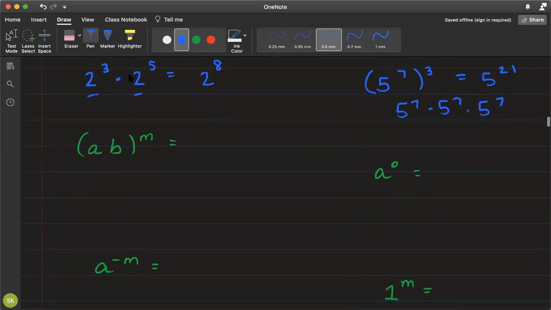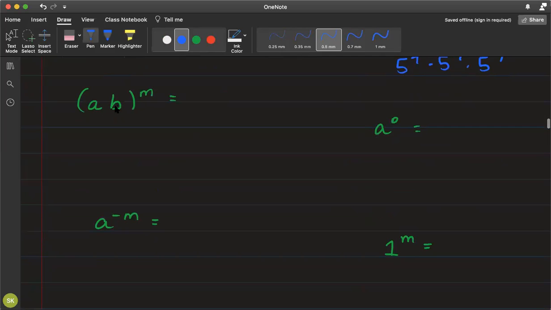So here I have a times b. So these are two different bases, but they're both raised to this power m. Well, this is going to be the same thing as a to the m times b to the m. So for example, if you have 2 times 3 to the 9, this is equal to 2 to the 9th times 3 to the 9th. Can't combine these any further. So you would leave it like this, or you could say, if you could multiply these together, you could say this is 6 to the 9th.